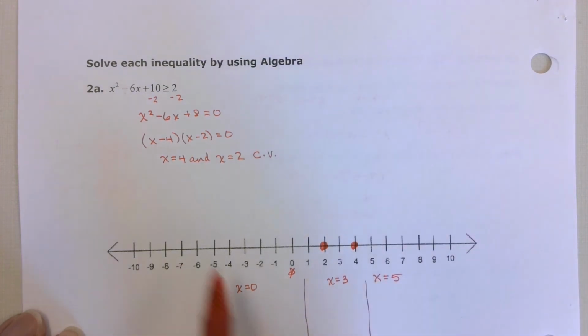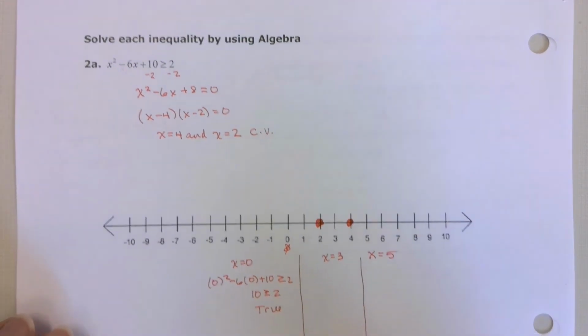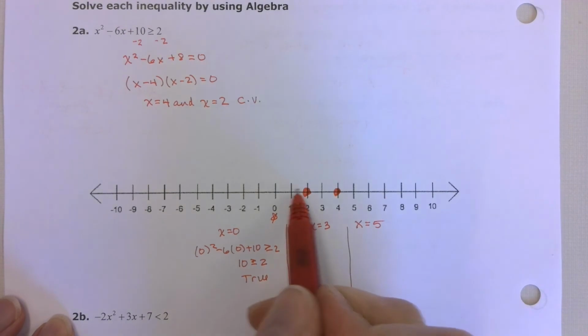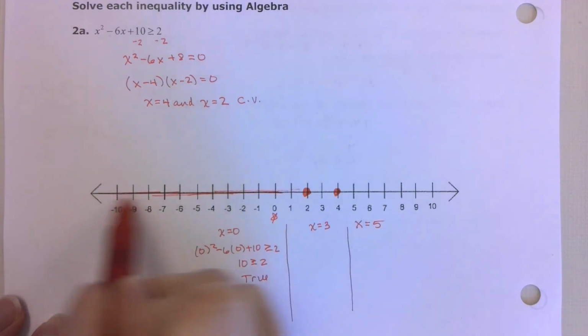So we take a minute, we take our 0, we plug it in. 0 squared minus 6 times 0 plus 10. Is it greater than or equal to 2? So that would be 10 is greater than or equal to 2, and that is true. So since that is true, I'm going to shade everything going down.